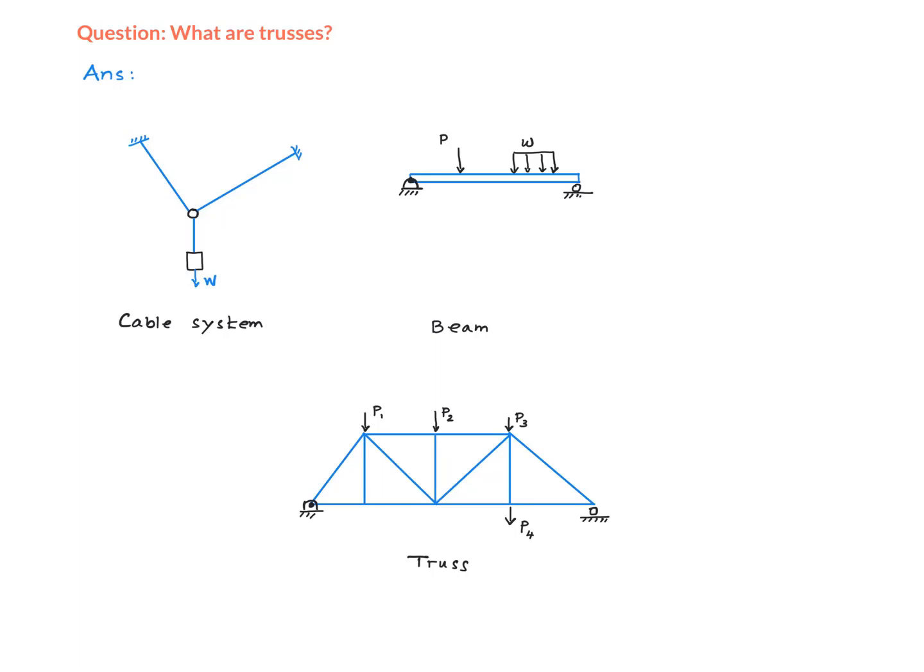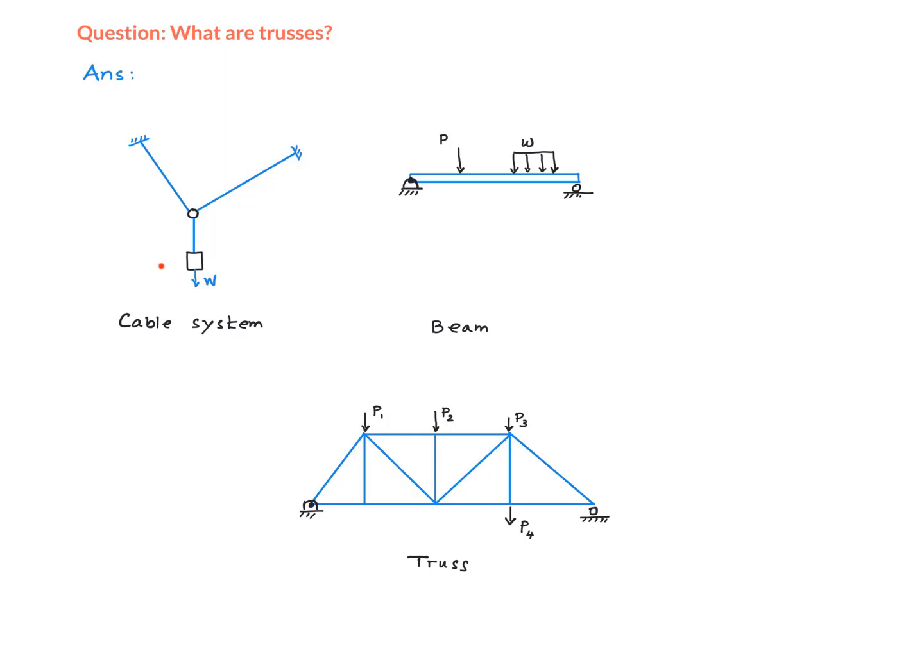The question that I have is, what are trusses? So far, we've looked at cable systems and beams, right? In the cable systems, say a weight W is supported by a system of cables. The design issue in the cable system is to select appropriate cables, and in order to do that, we had to find the tensions in the cables, right? Finding the tensions in the cable boiled down to considering equilibrium of particles.